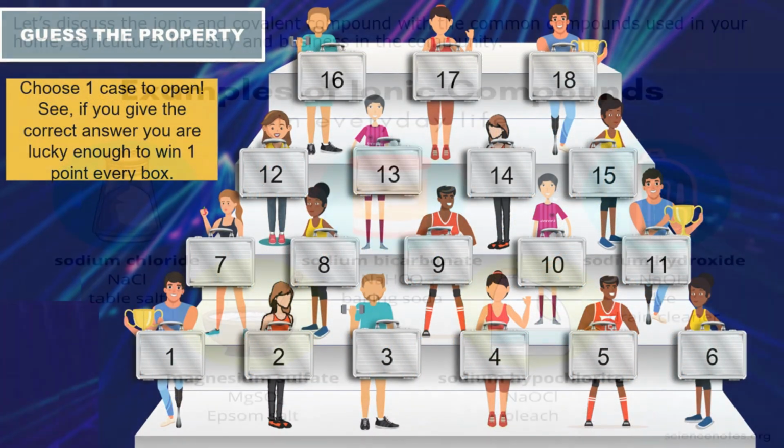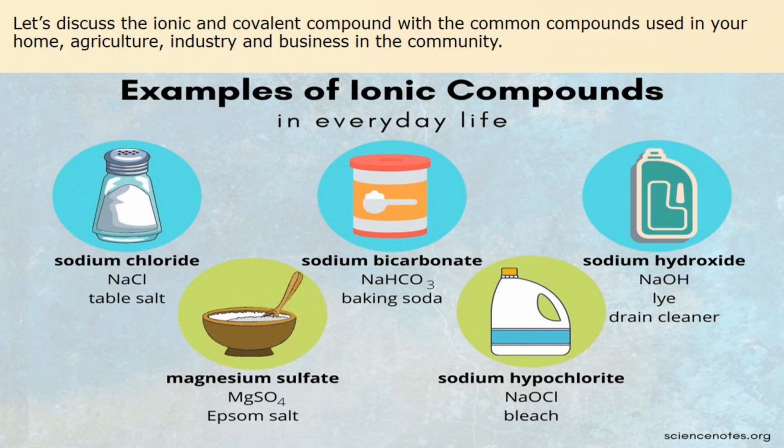A group activity. Next, here are the examples of ionic compounds in everyday life. In the first picture, you can see the sodium chloride, or commonly known as table salt. It is a combination of NaCl. Sodium bicarbonate, or also known as baking soda. It is a combination of NaHCO3.